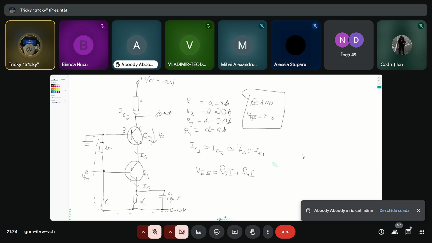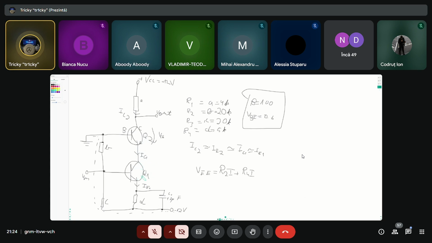Someone asks, where is IE2? IE2, this is what I explained. We will not write IE2 on the circuit. We will write directly IC1, the current going through the collector of the first transistor. But if it's easier, I'll just write this. So it's the same. Perfect.